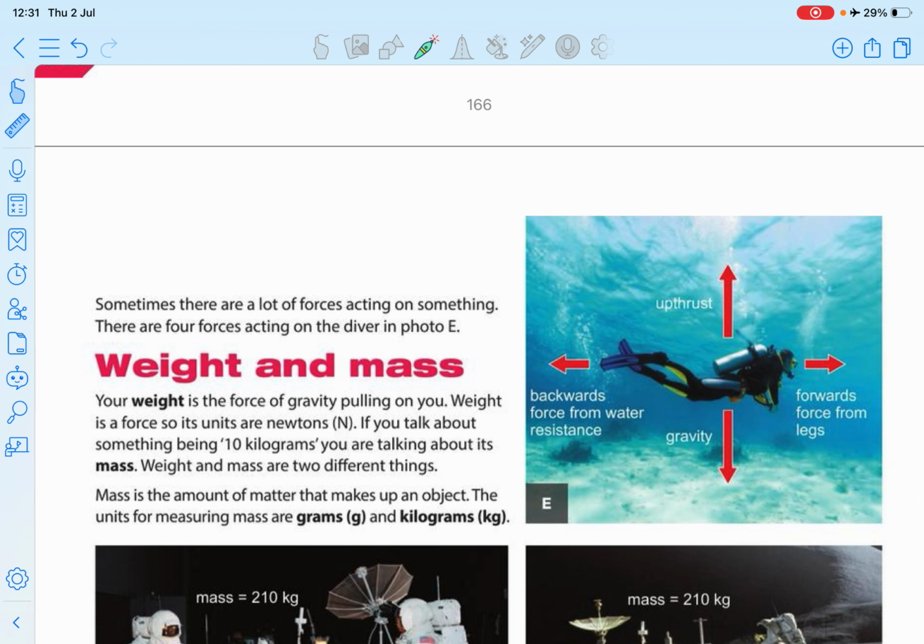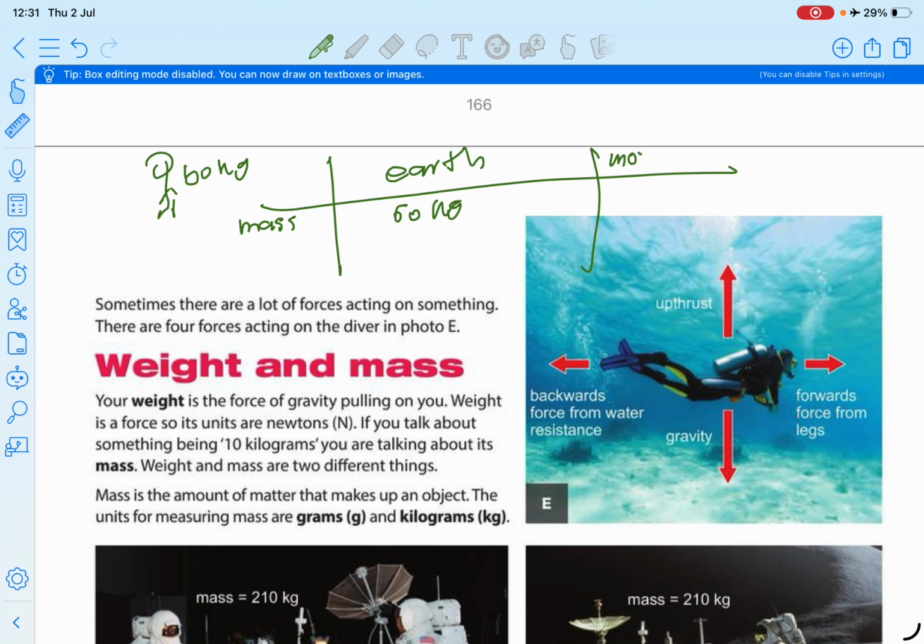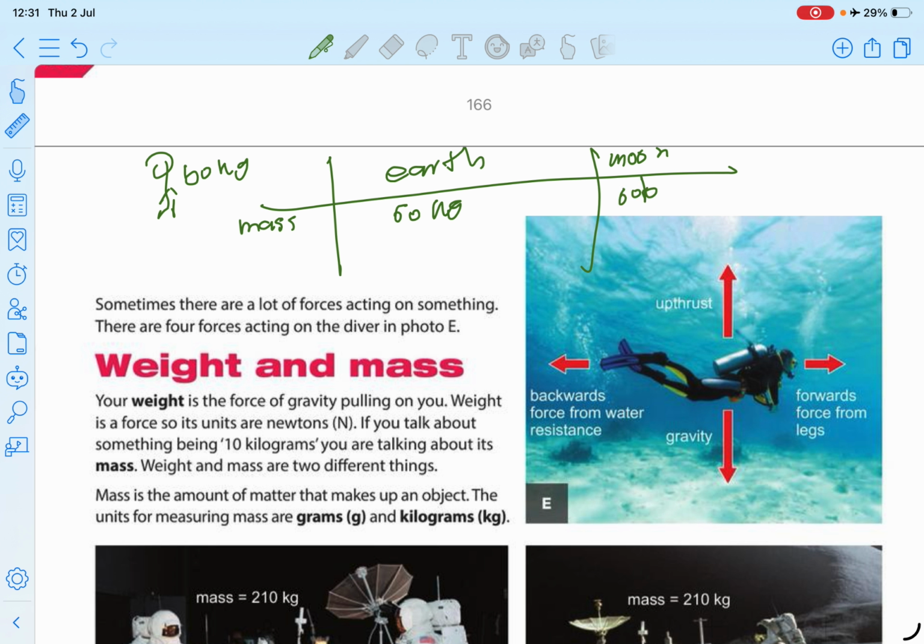And weight and mass. What is the difference between weight and mass? Mass is the amount contained in an object, and weight is the force that happens because of gravity. And weight depends on the planet. Now think about a 60 kilogram object. Think about this person is 60 kilogram, right? If he is on earth, his mass is 60 kilogram. If he is on the moon, that is 60 kilogram. Note the unit kilogram, because it's mass.